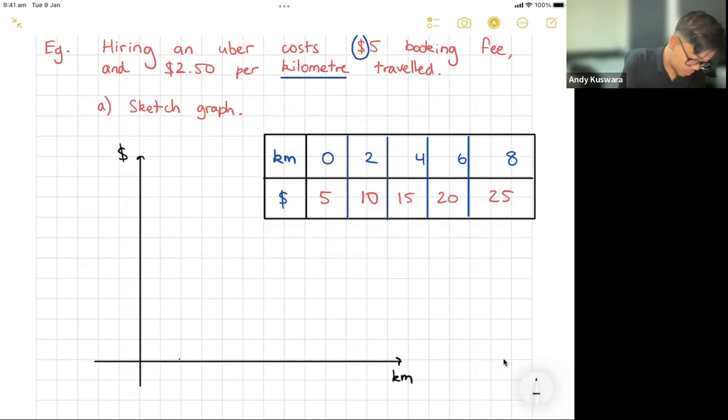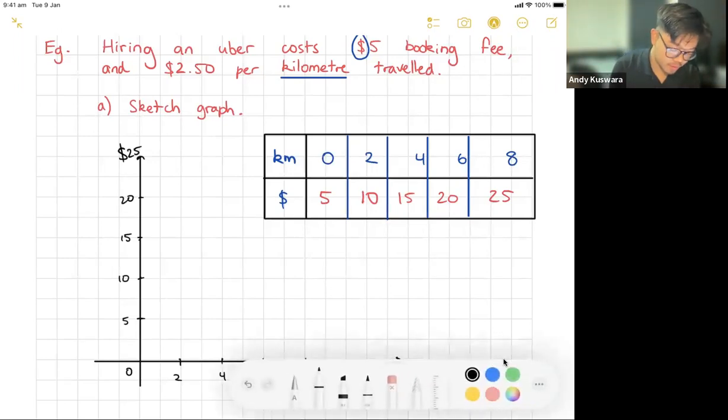Here I've got 2, 4, 6, 8 along the bottom. I've got my 0 here, and then going up it looks like I'm going up by 5s: 5, 10, 15, 20, and then 25 is up here. Okay, all we need to do now is plot it.